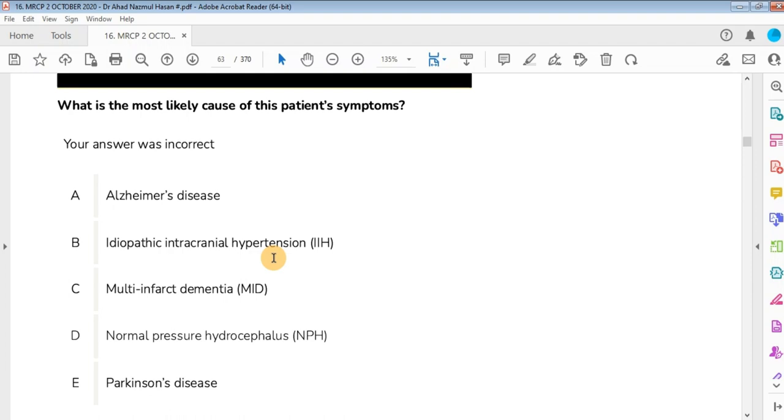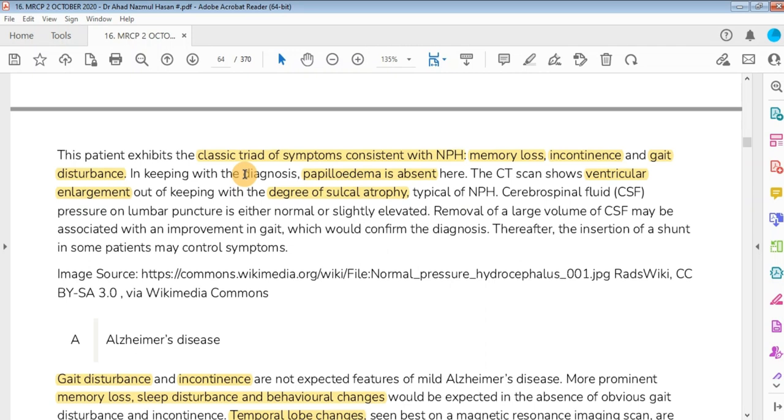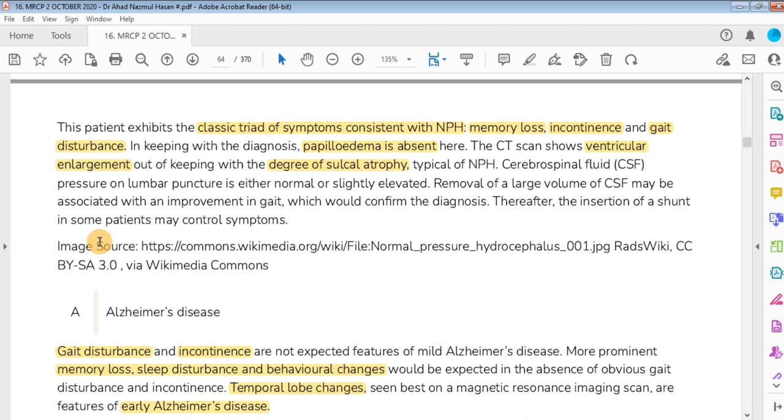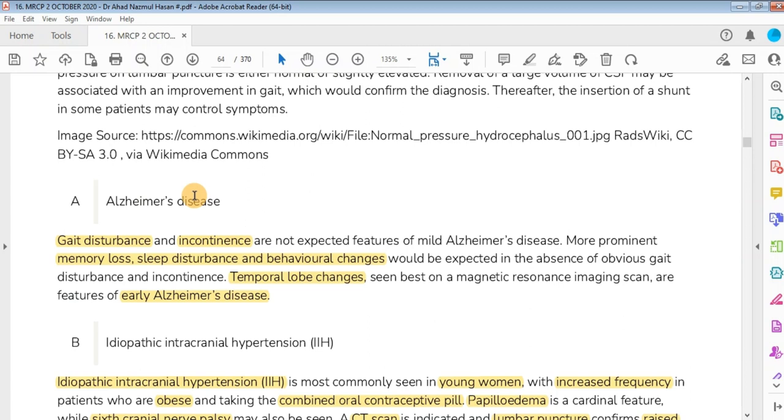This patient exhibits the classical triad of symptoms consistent with NPH: memory loss, incontinence, and gait disturbance. In keeping with the diagnosis, papilledema is absent here. The CT scan shows ventricular enlargement out of keeping with the sulcal hypertrophy, typical of NPH. CSF pressure on lumbar puncture is either normal or slightly elevated, and insertion of a shunt in some patients may control the symptoms. And Alzheimer's disease will only come with the features of dementia. There should be no gait disturbance, no urinary incontinence.